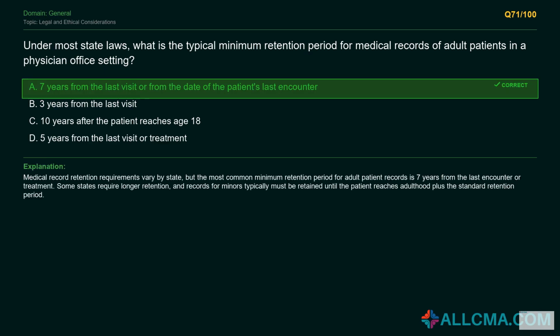The correct answer is A. Medical record retention requirements vary by state, but the most common minimum retention period for adult patient records is 7 years from the last encounter or treatment. Some states require longer retention, and records for minors typically must be retained until the patient reaches adulthood, plus the standard retention period.